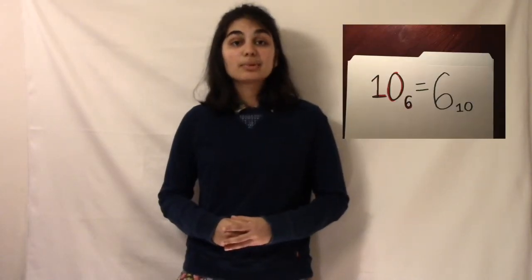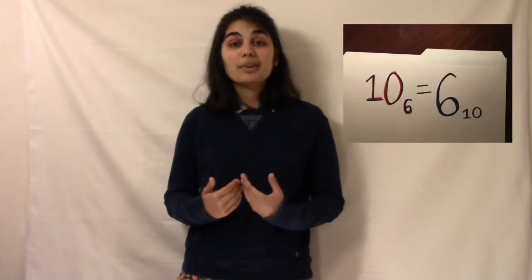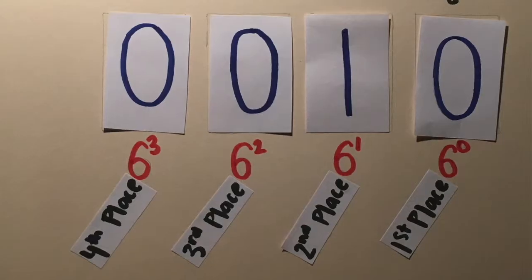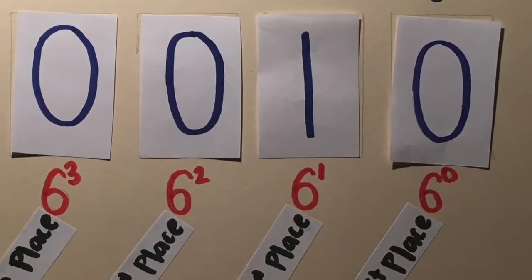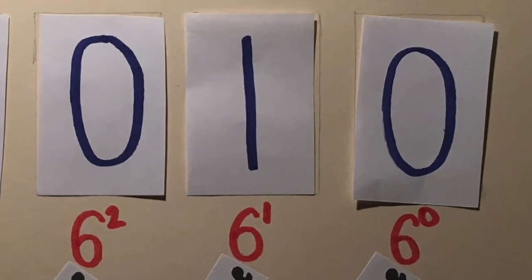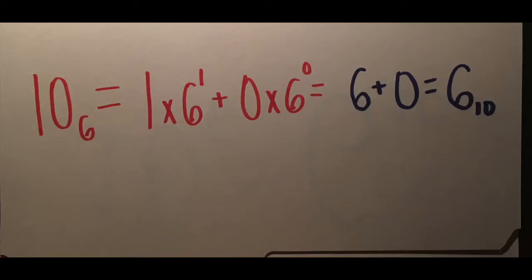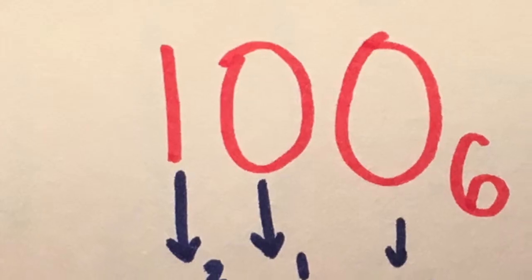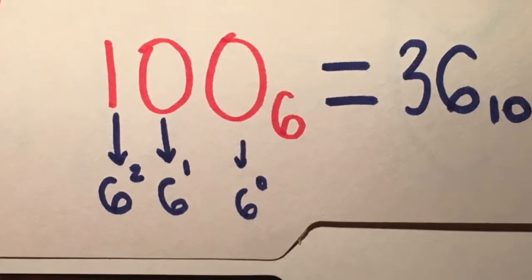Interestingly, in base 6, the written 10 corresponds to what we would put down as 6 in base 10. We can even demonstrate this with the place values, where in base 6 we are grouping numbers by the powers of 6, so our digits are multiplied by the powers of 6 instead of 10. Therefore, a number like 100 base 6 amounts to just 36 in base 10.